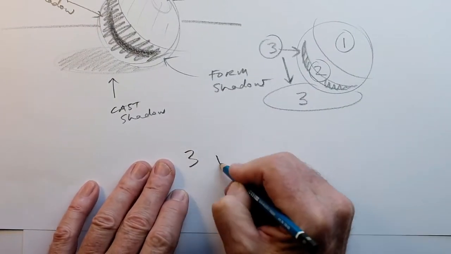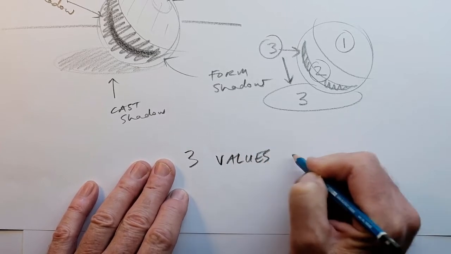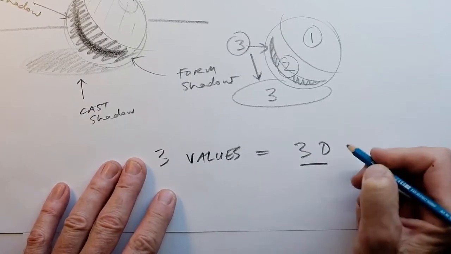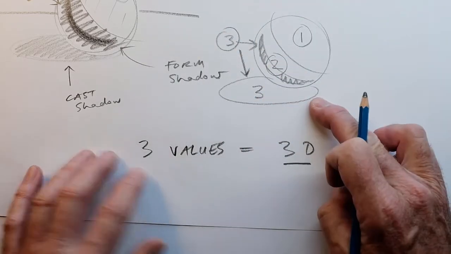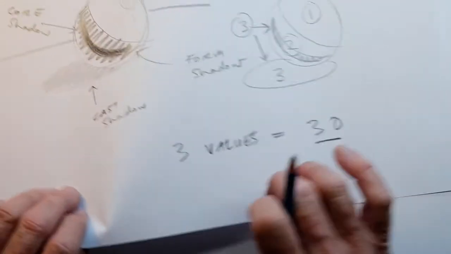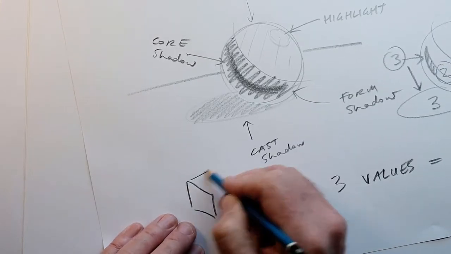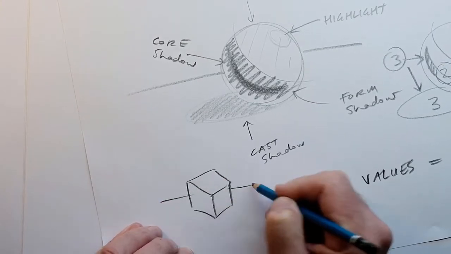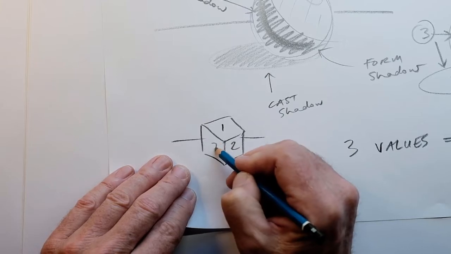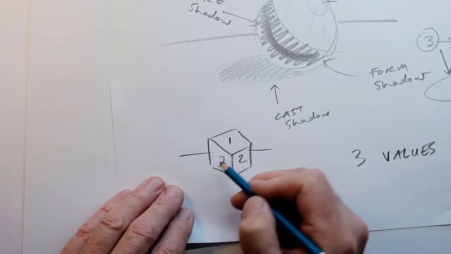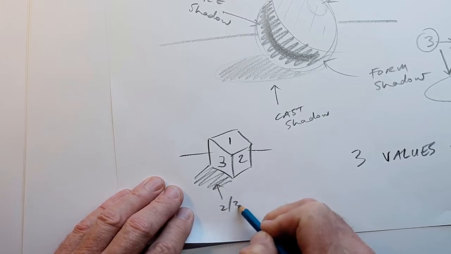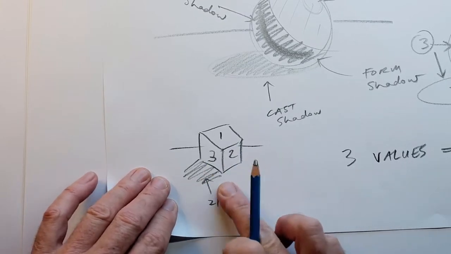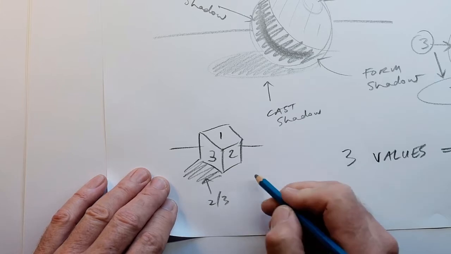So 3 values equals 3 dimensions. It's a really important idea to remember. So we're doing it for the sphere, we'll also do it for the cube. All right, 1, 2, 3. And then also a cast shadow, which might be 3 as well, or it might be 2. As long as there's 3 different values, we'll see a 3-dimensional cube.